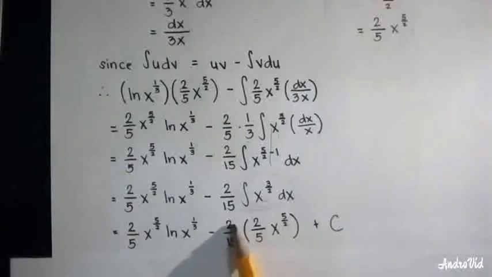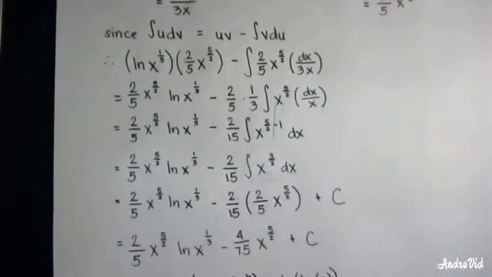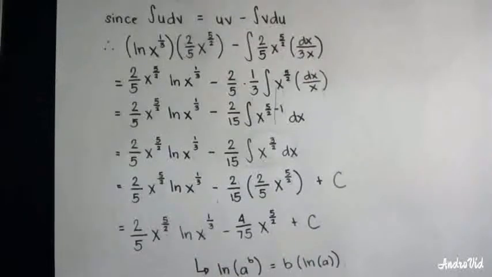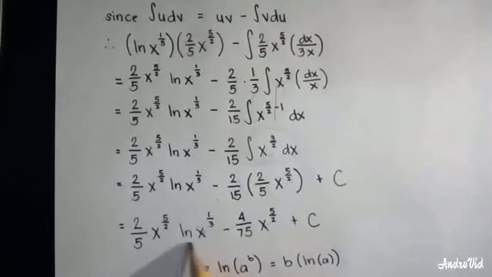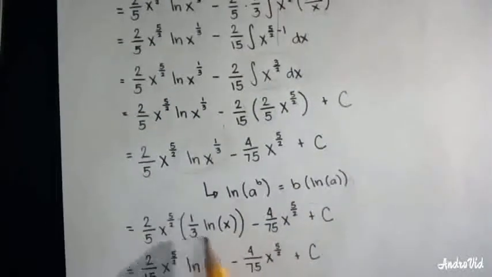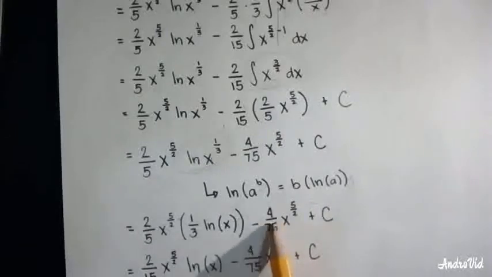Simplifying, we're going to multiply the constants. 2 times 2 is 4. 15 times 5 is 75. We can further simplify this expression with the use of logarithm rules. We have ln a raised to b is equal to b ln a. b is the exponent, that's 1/3. So we have 1/3 ln x minus 4 over 75.